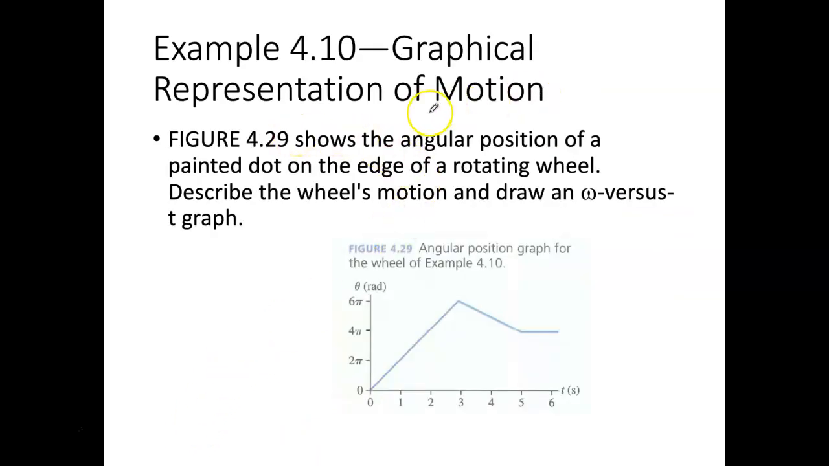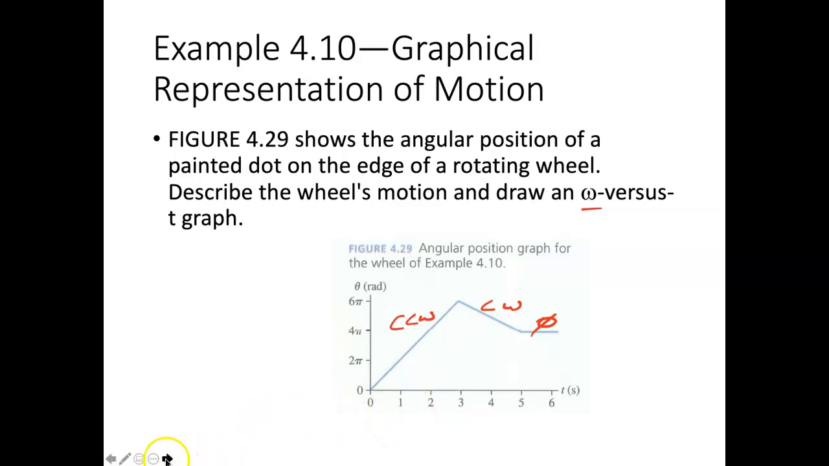So this is a good example of graphical representation of motion. We have the angular position of a wheel with a dot painted at the very edge. We want to describe the wheel's motion and draw the angular velocity versus t graph. Here we see that we are rotating and getting a larger and larger value, so it's got to be going counterclockwise. Here it goes clockwise, and here there is no movement at all, so it's just sitting at that point.